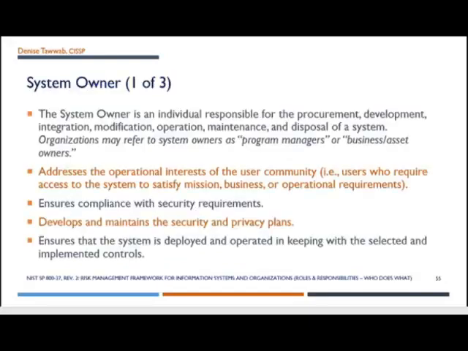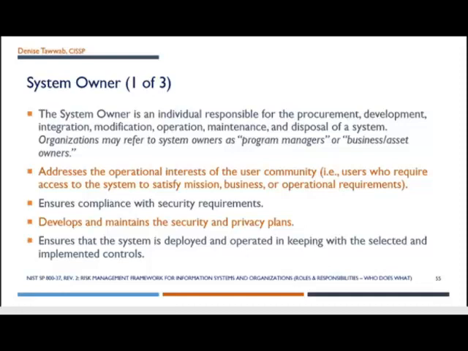Then we have the system owner. The system owner is an individual responsible for the procurement, development, integration, modification, operation, maintenance, and disposal of a system. Organizations may refer to system owners as program managers or business asset owners. The system owner addresses the operational interests of the user community, that is, users who require access to the system to satisfy business or operational requirements. They ensure compliance with security requirements. The system owner develops and maintains the security and privacy plans.